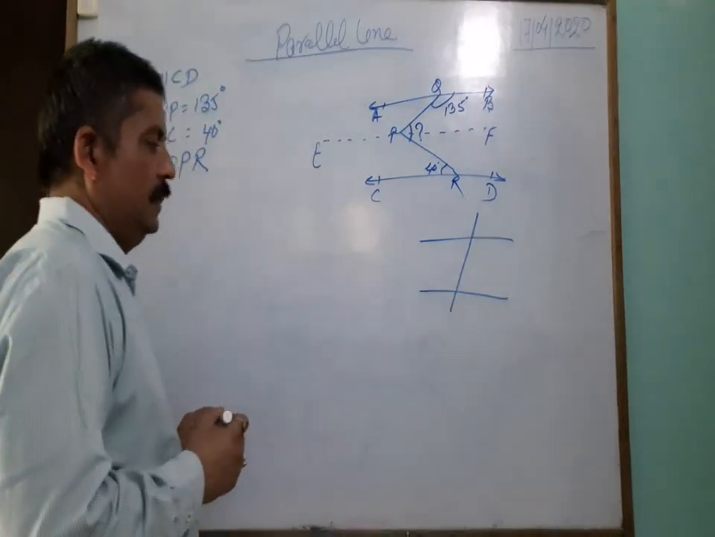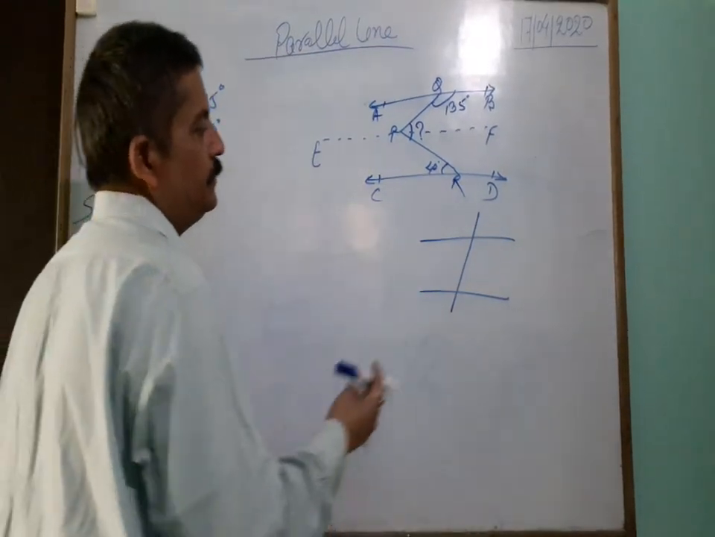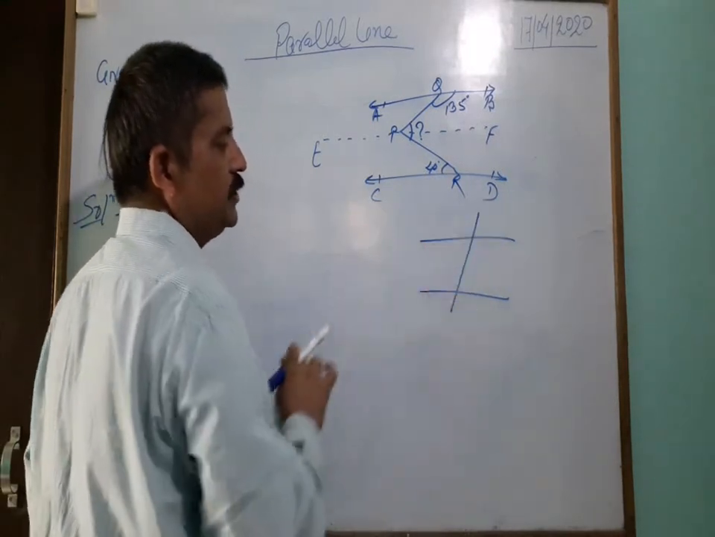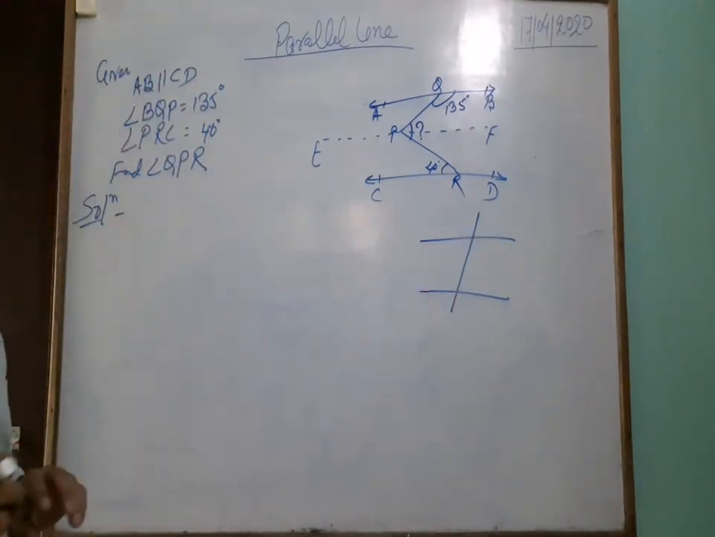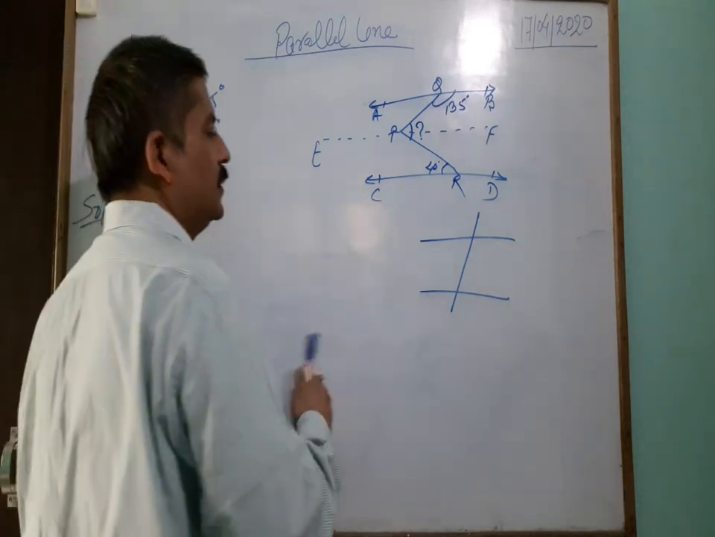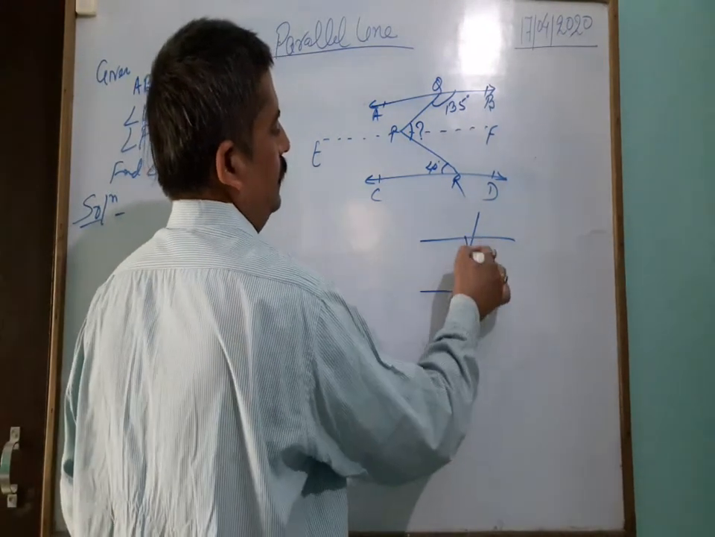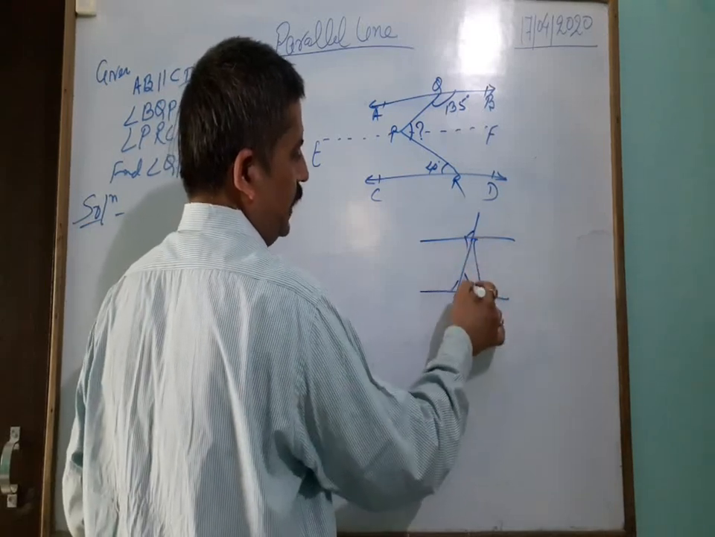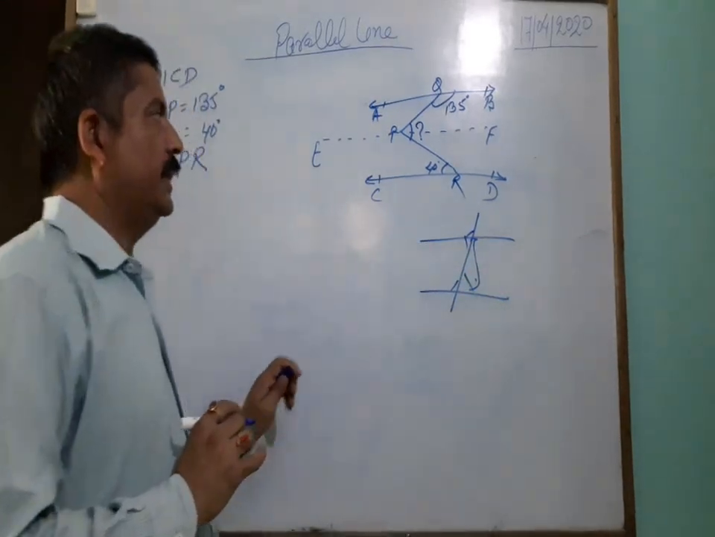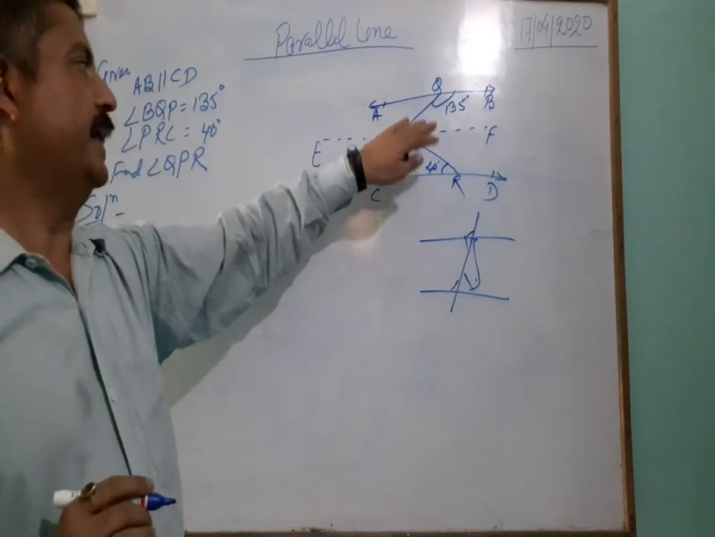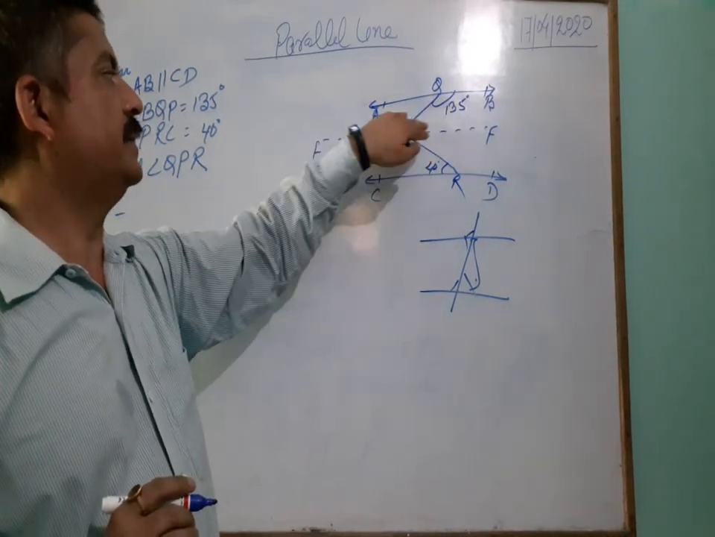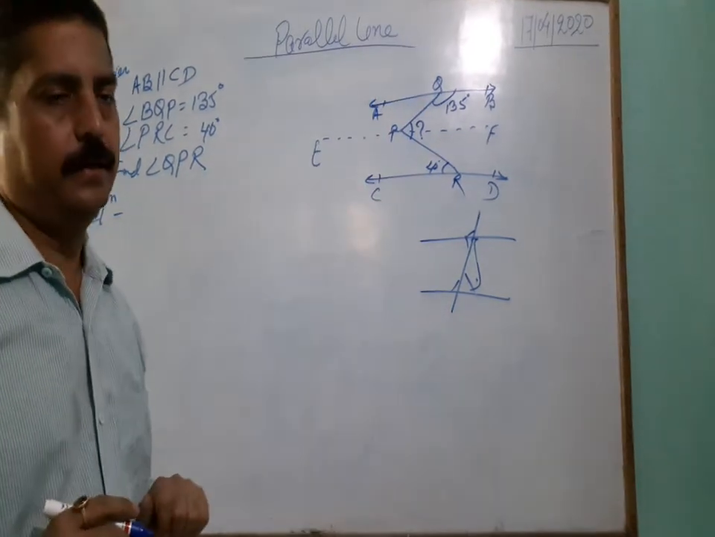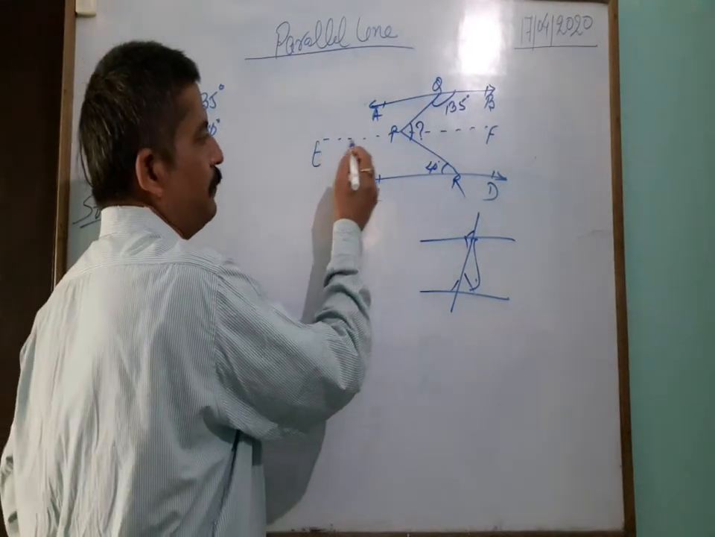In such cases, when two parallel lines and one transversal are crossing both the parallel lines, then we find out the alternate angles, corresponding angles, and sum of the co-interior angles, and so on. In this case we cannot find that, because no transversal line is passing through each parallel line. So we construct one parallel line.